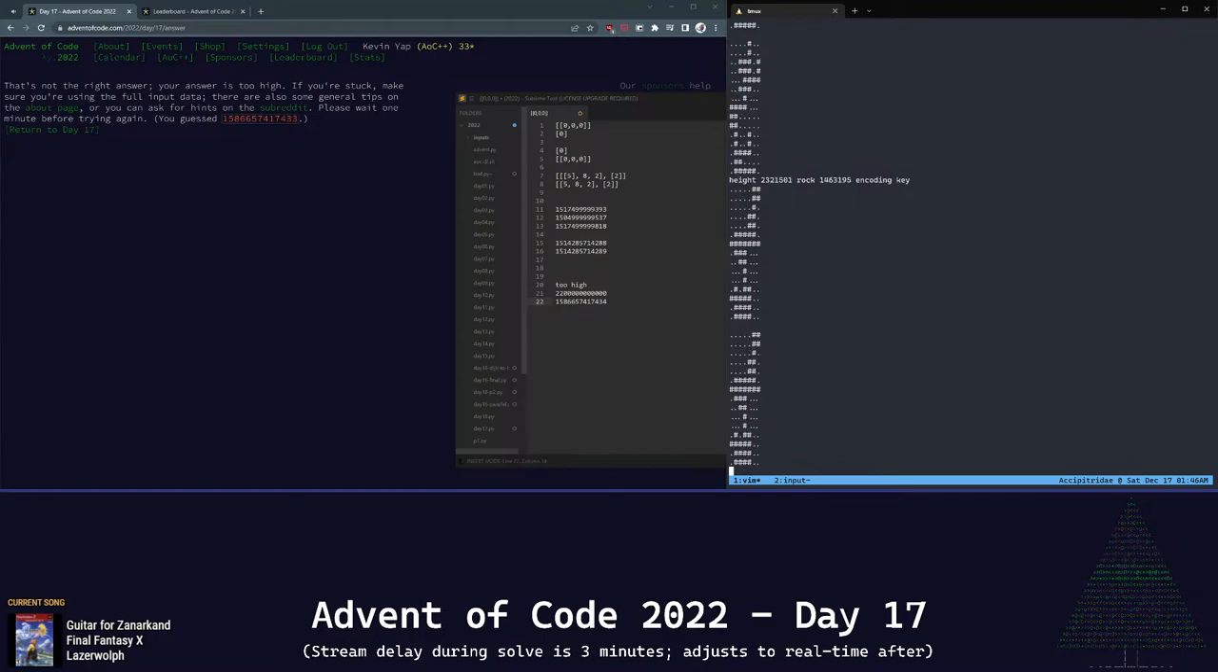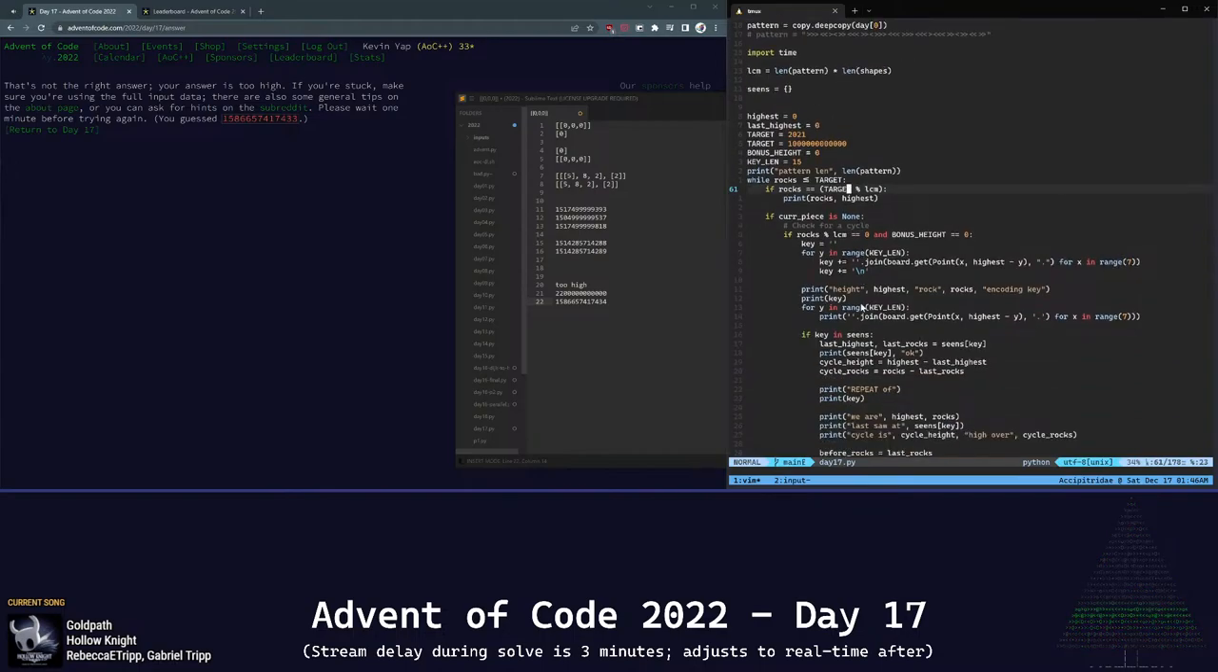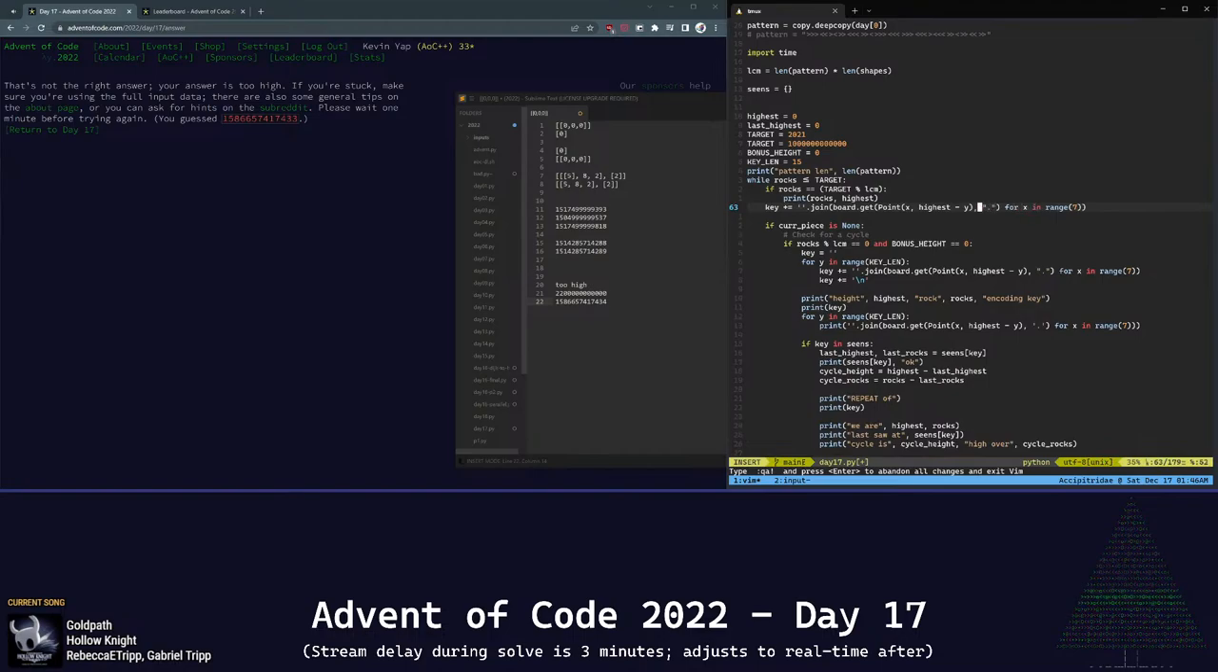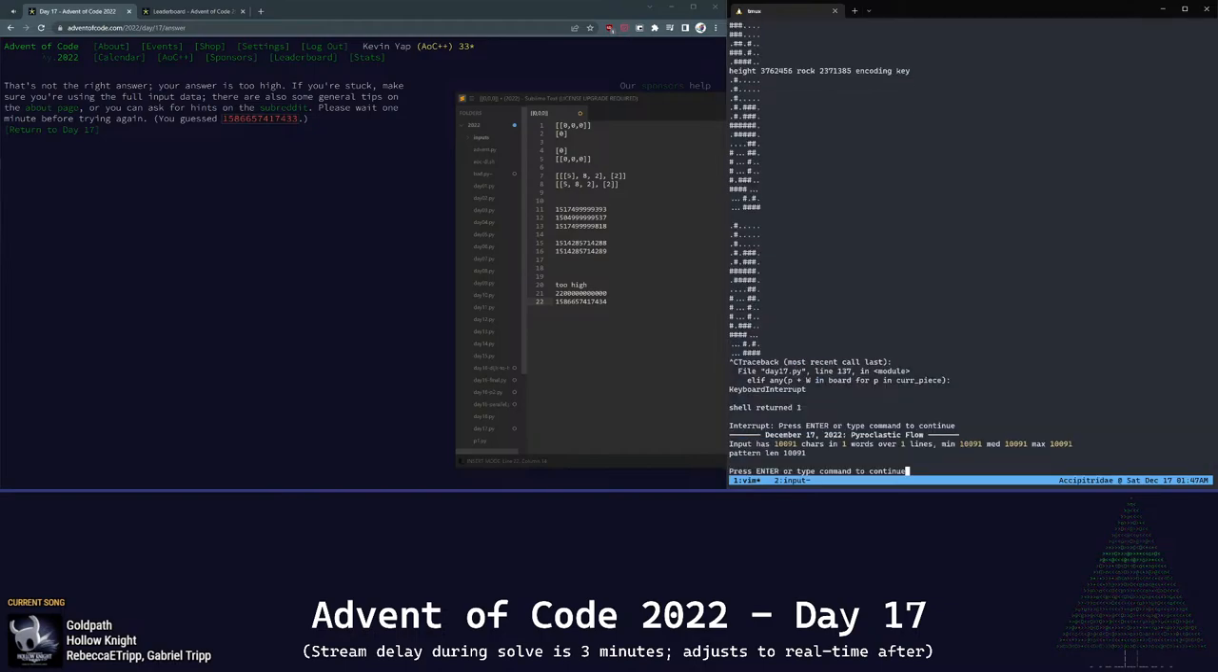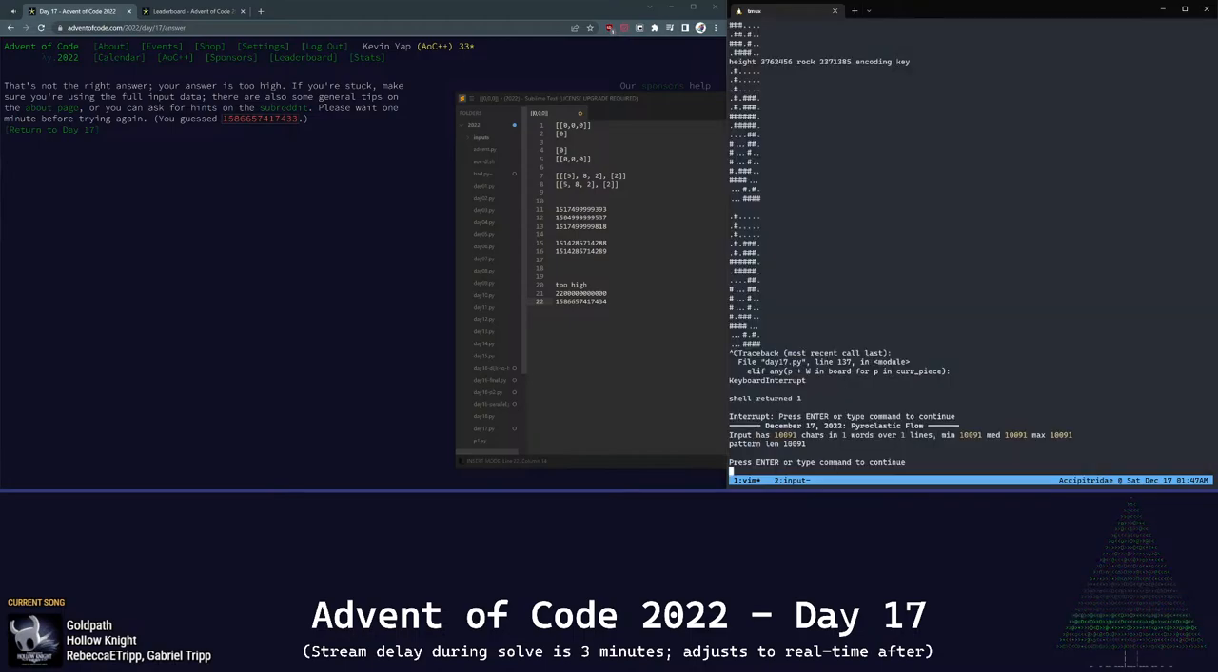Like we're trying to find something cyclic that corresponds to a full block, and we're on the same piece, would be ideal. I wonder if that exists. Maybe I should just check that. So it does exist in this, and ostensibly it also exists in the sample.